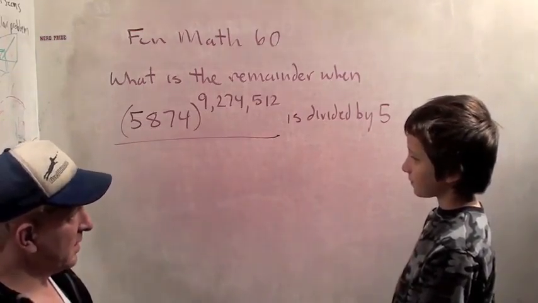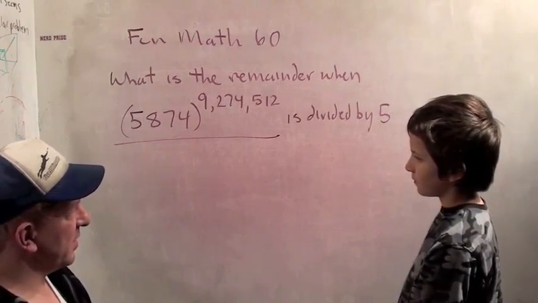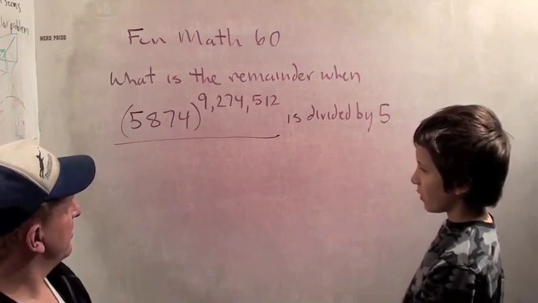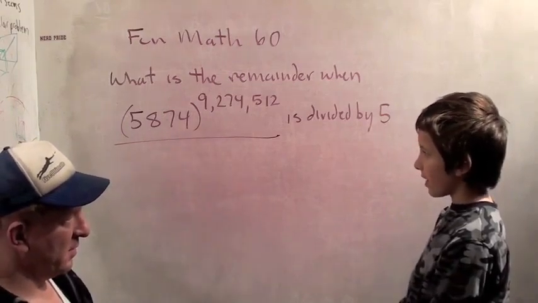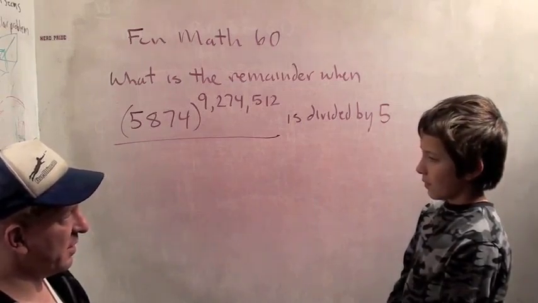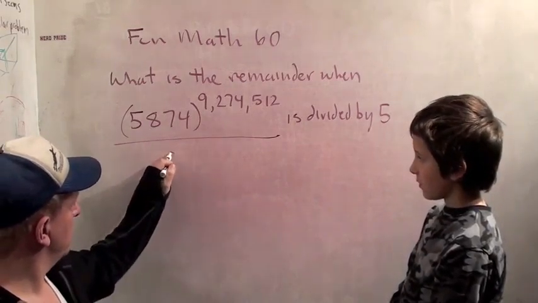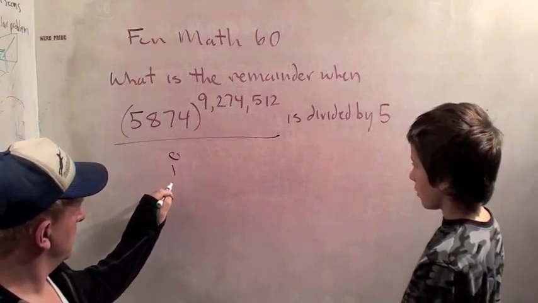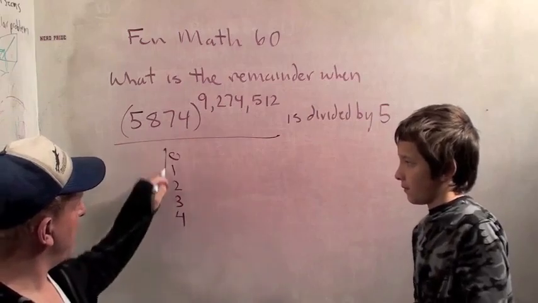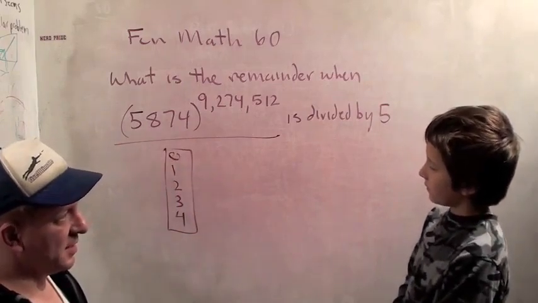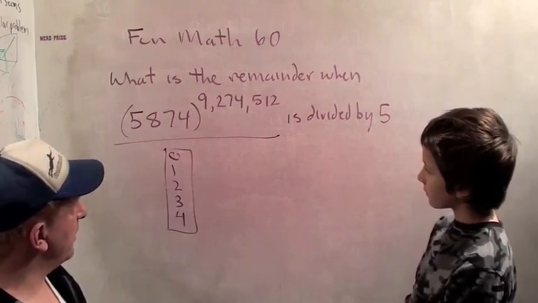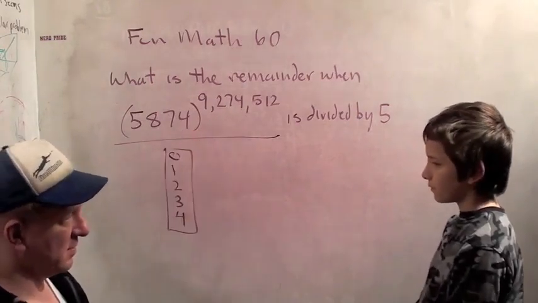What are our choices? What are the possible numbers that could be the answer here? What are our choices for what the remainder could be when you divide a number by 5? 0, 1, 2, 3, and 4. So there are only 5 things that could be the answer to this problem. How are we going to simplify this problem?